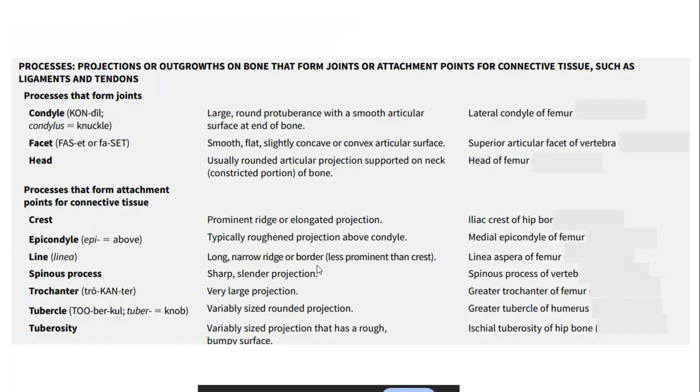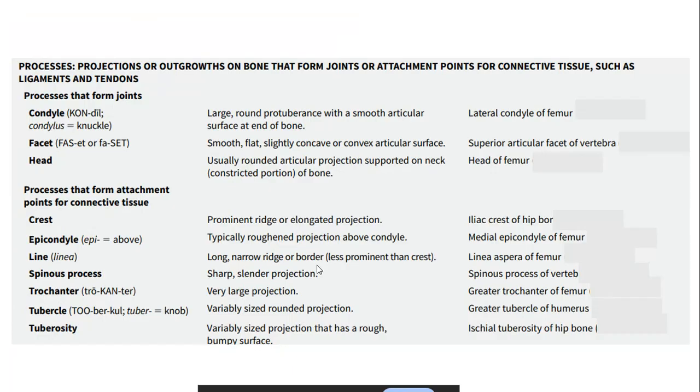All right. What is a condyle? Condylus equals knuckle. Large round protuberance with a smooth articular surface at the end of the bone. Lateral condyle of femur. Facet, smooth, flat, slightly concave or convex articular surface. Superior articular facet of vertebrae. Head, usually rounded articular projection supported on neck. Example is head of femur.